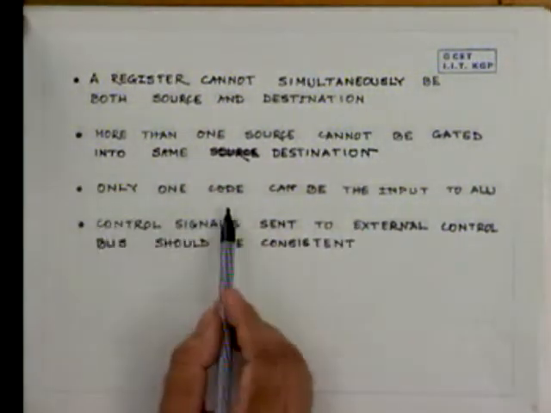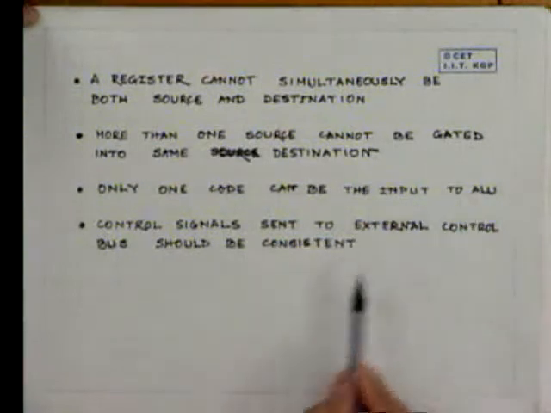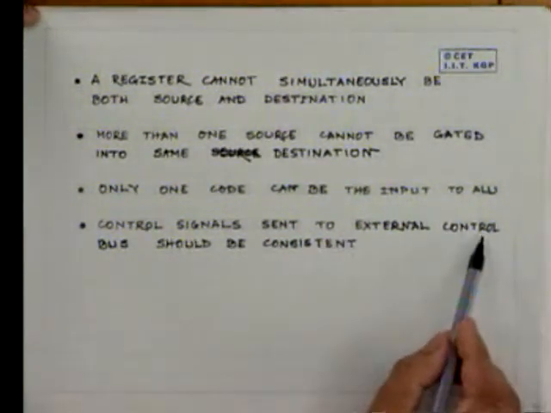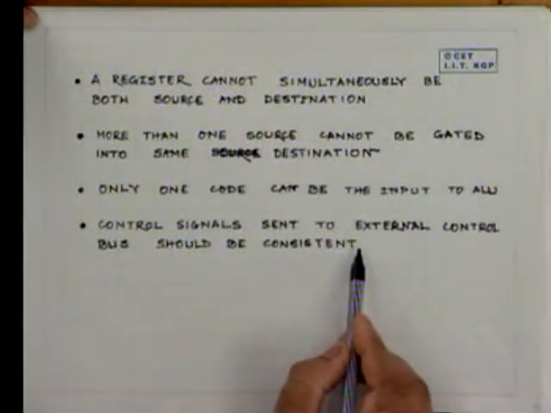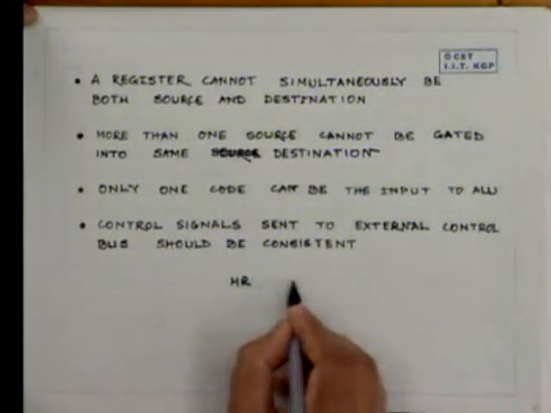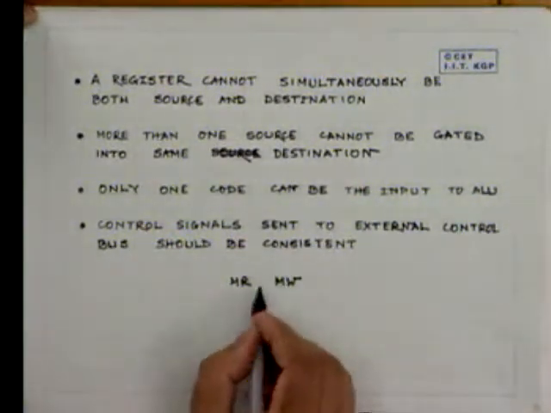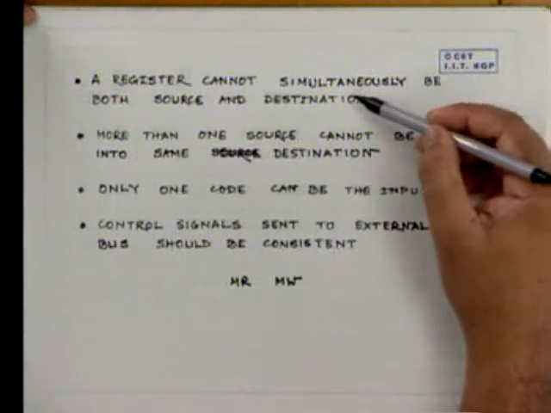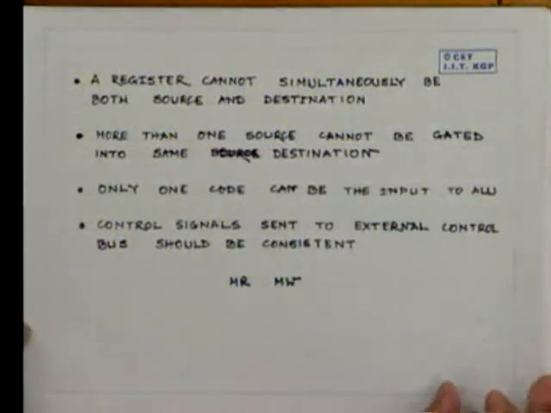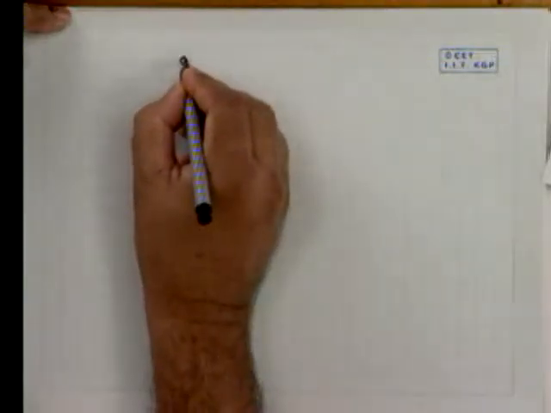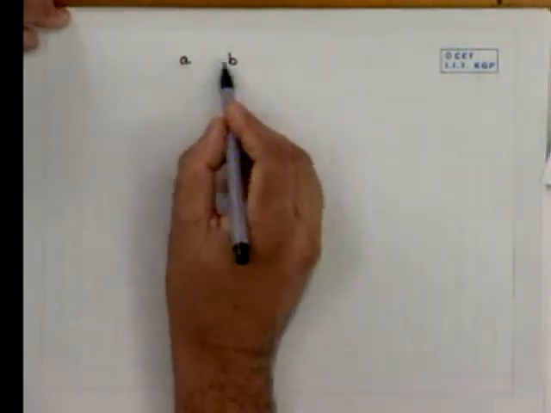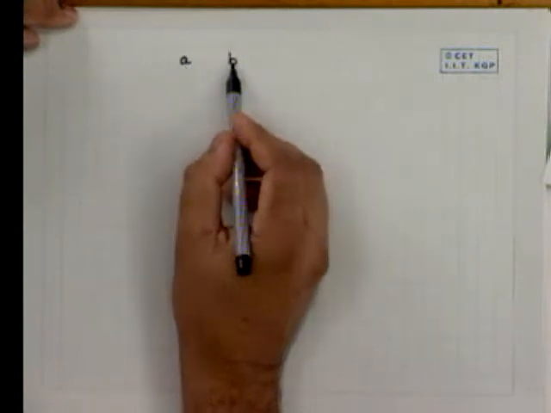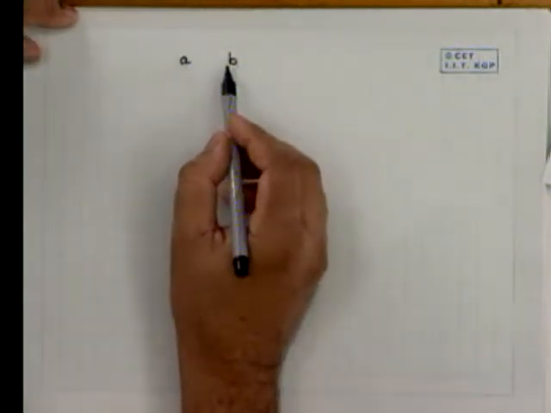But only one source can be the input to an arithmetic and logic unit, and the control signals sent to the external control bus should be consistent. By that I mean that both memory read and memory write cannot be simultaneously true. Therefore, if we make such observations, we'll find that many control points cannot be simultaneously gated. For example, there can be two control points, say A and B, that cannot simultaneously exist. If A exists, then B cannot be active simultaneously, or vice versa.